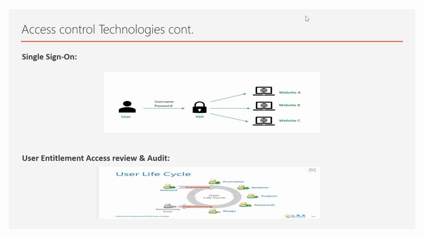Now the next topic is user entitlement, access review, and audit. What do we mean by user entitlement access review? Now there is something called access aggregation. If you see the life cycle of the user, a user is onboarded. This is called the provisioning process. A user is promoted, a user is getting rotated, they are getting tagged to multiple projects. So there is something called access aggregation. What do you mean by access aggregation?